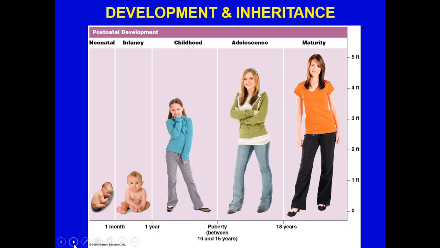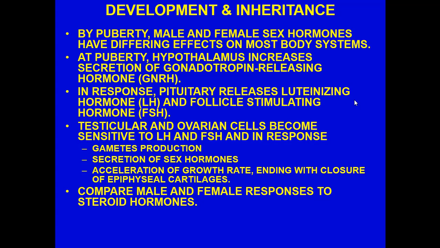Let me take a moment and bring up puberty. When it comes to the issues of male and female sex hormones, they have differing effects on most body systems. Now, keep in mind that at puberty, the hypothalamus is going to increase secretion of gonadotropin-releasing hormone, GnRH. In response, the pituitary is going to release two different hormones, luteinizing hormone, LH, and follicle-stimulating hormone, FSH.